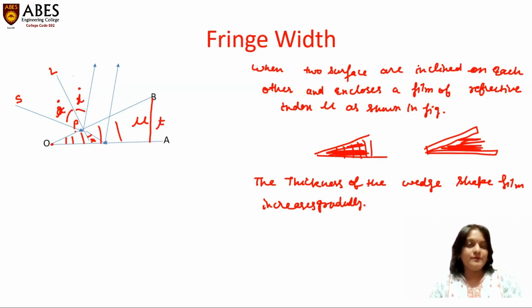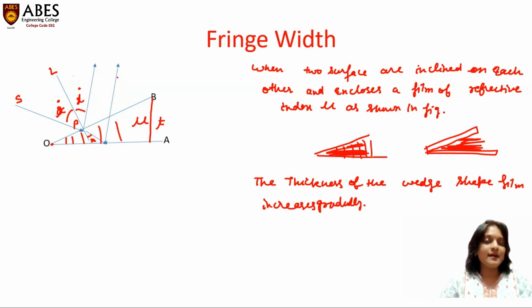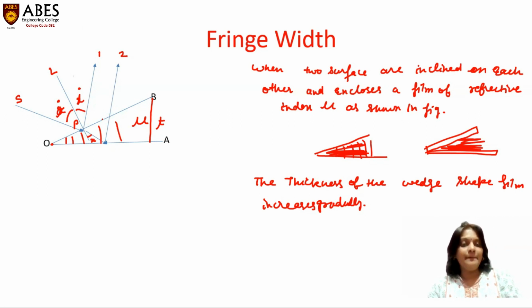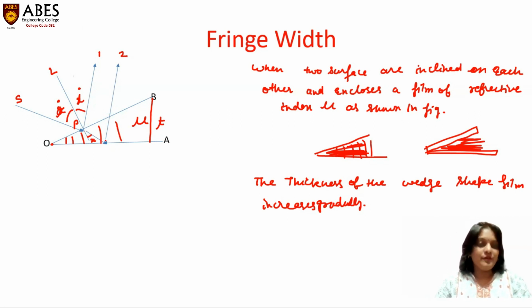LP is the perpendicular. Some part of the light is reflected at the same angle, but some part of the light is refracted from the lower surface of the wedge-shaped film. Then the interference occurs between the ray 1 and 2. The main monochromatic light is divided into two parts. This type of interference is division of amplitude, not division of wavefront.